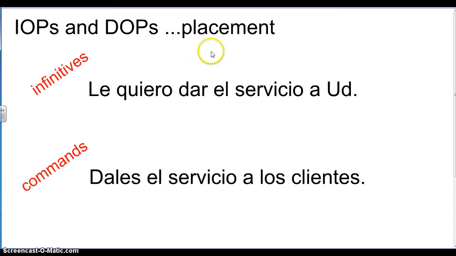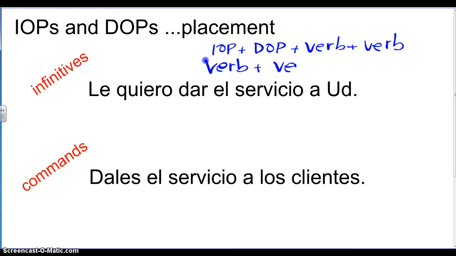So we can have the IOP, the DOP, the verb, and whatever else follows, or actually this would be verb 1 and verb 2 because we have two verbs. Or we could have verb 1, verb 2 with the IOP and the DOP attached to it, and whatever else follows. Okay, so let's look at le quiero dar el servicio a usted.